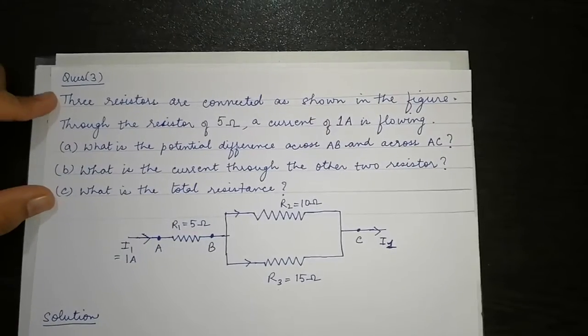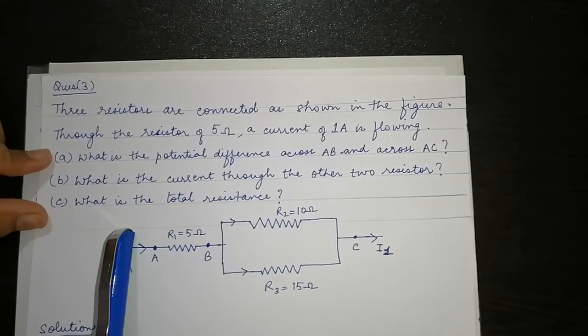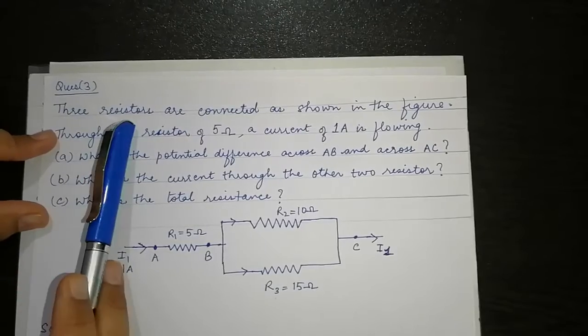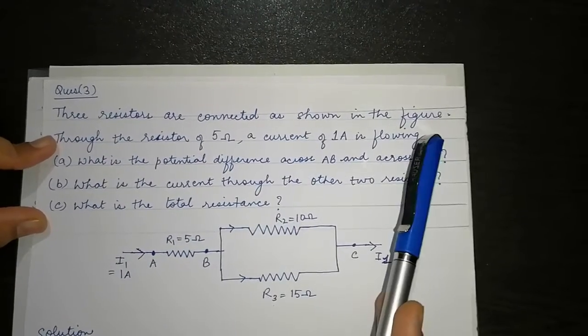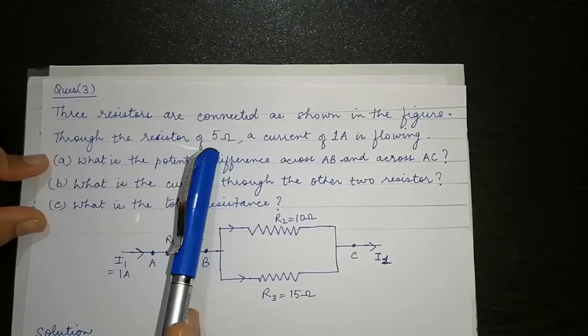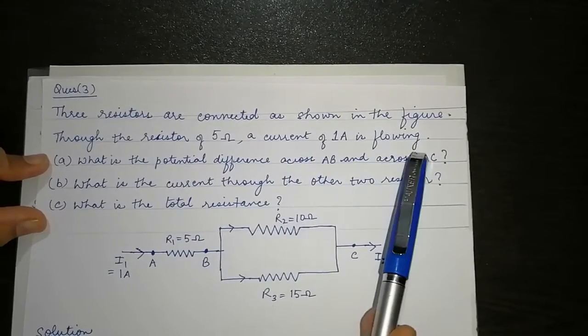Good morning, students. Here we have another very interesting example. See here, three resistors are connected as shown in the figure. Through the resistor of 5 ohm, a current of 1 ampere is flowing.